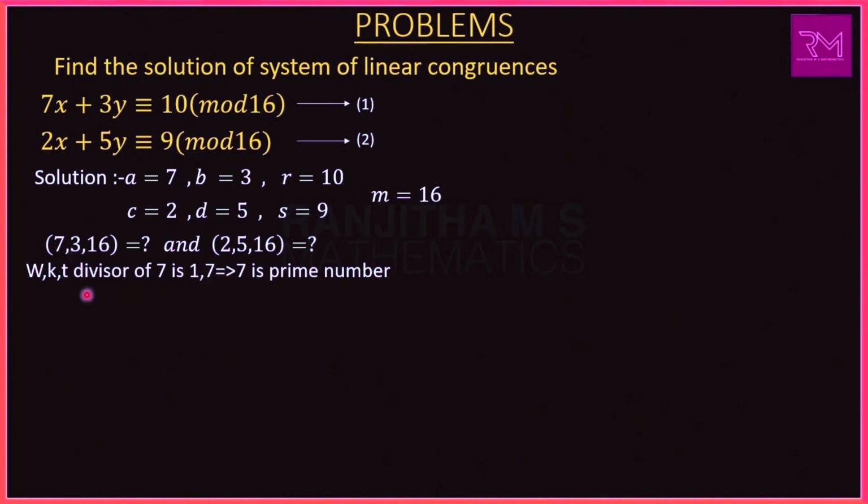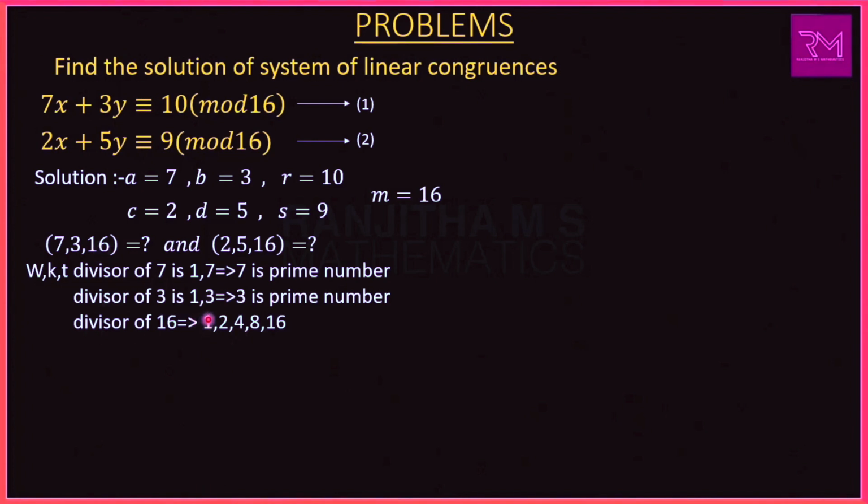Similarly, you have to find the divisors for 3. Here divisors of 3 are 1 and 3. This is because 3 is a prime number. So the divisors are 1 and the number itself. Next you have to find the divisors for 16. Here divisors of 16 are 1 divides 16, 2 also divides 16, 4 divides 16, 8 divides 16 and 16 divides 16. Here we have to take the divisors of 16, that is the numbers which divide the value 16.